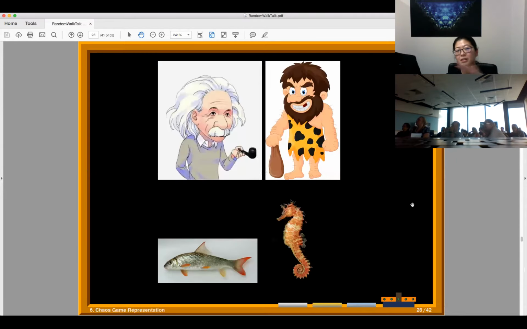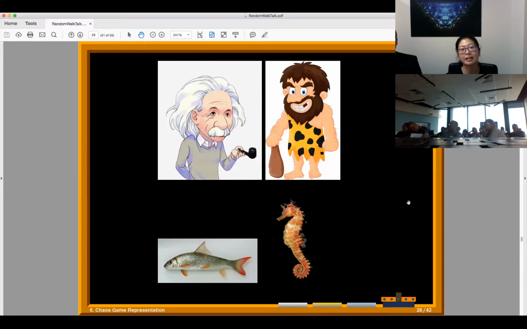So let me reveal to you what the species are. These correspond to the position of the previous one. The top two are pretty similar. The top left one is actually Homo sapien, the modern human. On the top right, we have Neanderthals. On the bottom left, we have a gray-red horse, and on the bottom right, we have a groundhog seahorse. So we can see that we have different species, and we are able to tell them apart using CGR.